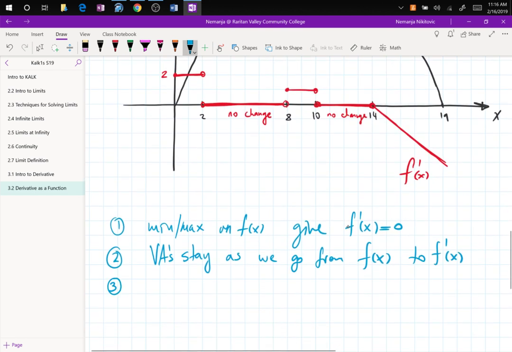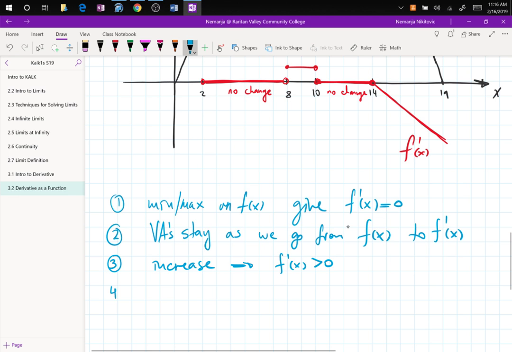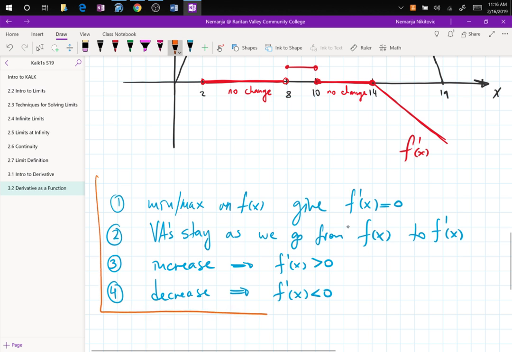Number 3, increase means that the derivative is larger than 0. And 4, decrease means that the derivative is smaller than 0. So these are all of your rules in one spot.